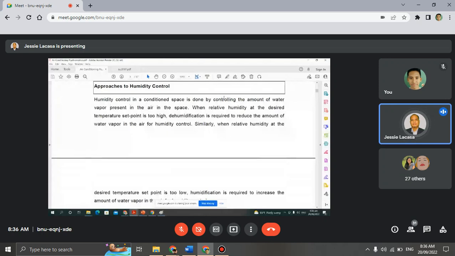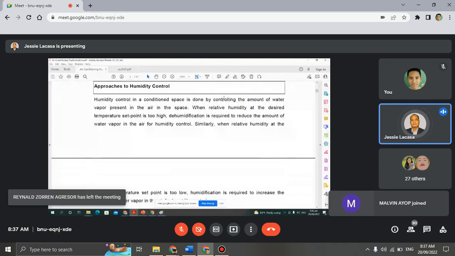So when the air is at a desired temperature set point is too high, dehumidification is required to reduce the amount of water vapor in the air for humidity control. So similarly, when the air is at a desired temperature set point is too low, humidification is required to increase the amount of water vapor in the air for humidity control. Di ba? So syempre, kung ubos kayo ang ihang humidity, so you have to humidify, no? Humidify so that ang ihang humidity, the humidity requirement sa room is ma-attain, no?